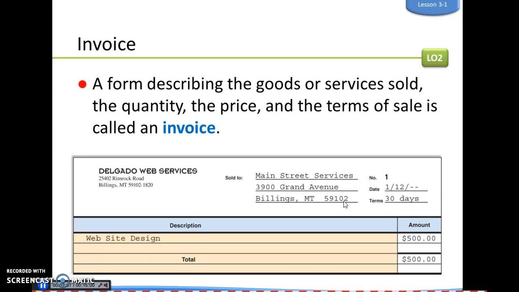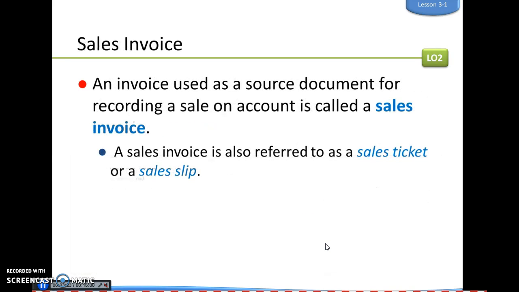Also have invoices. It's a form describing the goods or services sold, the quantity, the price, and the terms of sale. This, for instance, is selling to Main Street Services for website design, $500. A sales invoice is an invoice used as a source document for recording a sale on account. It's also referred to as a sales ticket or a sales slip.